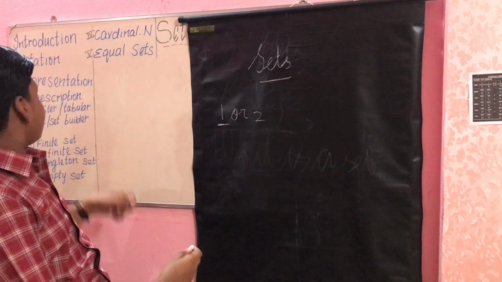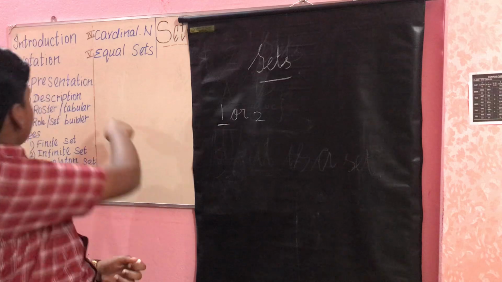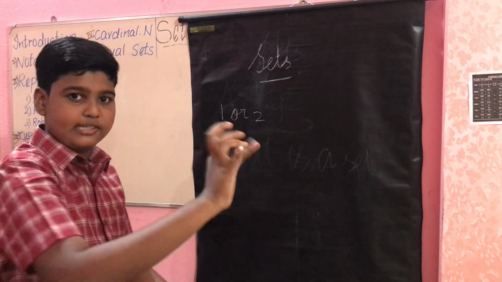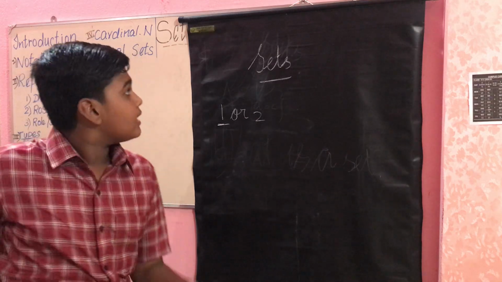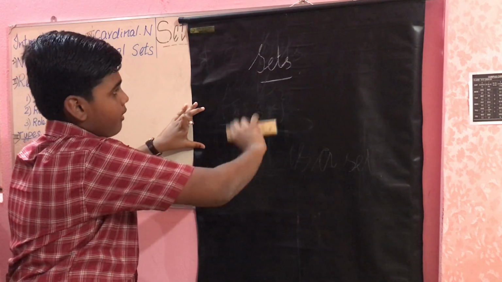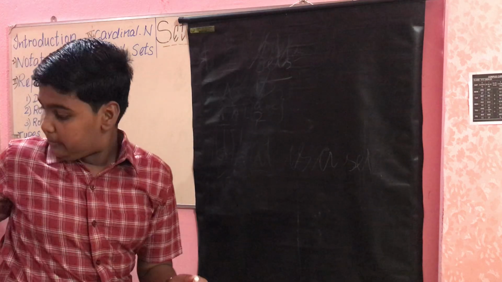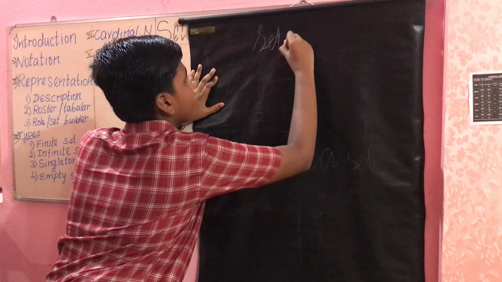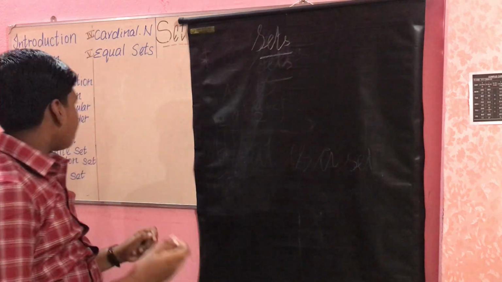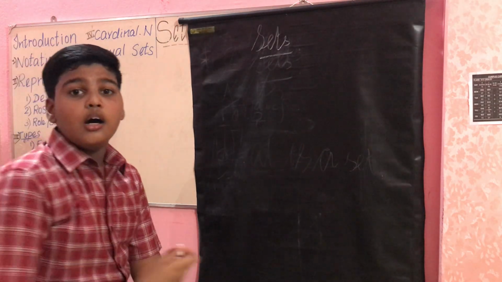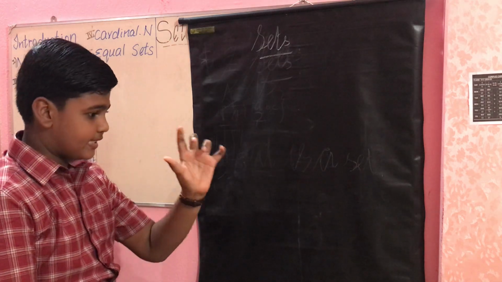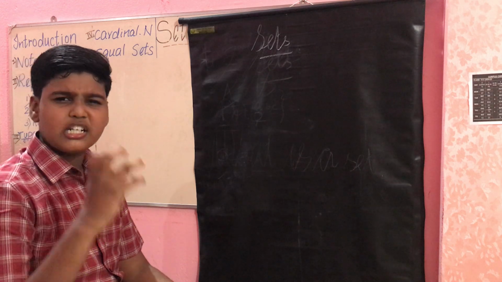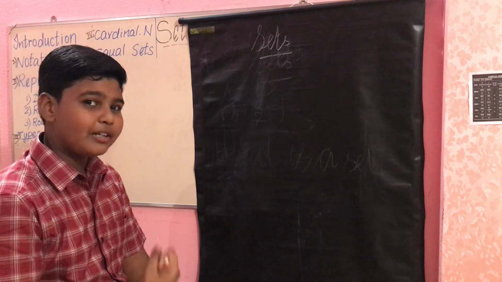So now we can learn the notation, how we should write the set. Just wait a minute. So the notation. The set will be written in capital letters and the members will be written in small letters. Can you understand what I am telling?